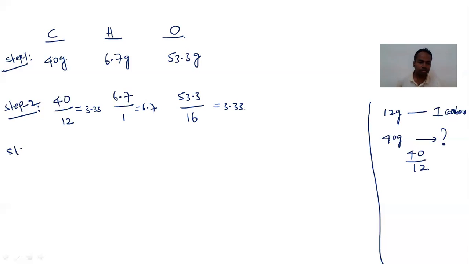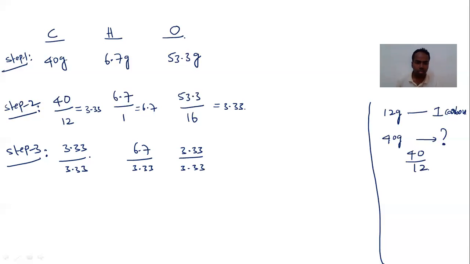Next, step 3. In order to find the simplest whole number ratio, we have to divide every fraction with the smallest fraction. Among these three, the smallest value is 3.33. So we need to divide every value with the smallest value. So 3.33 by 3.33, and 6.7 by 3.33, and 3.33 by 3.33. Here how many? 1. This is nearly equal to 2, and this is equal to 1.